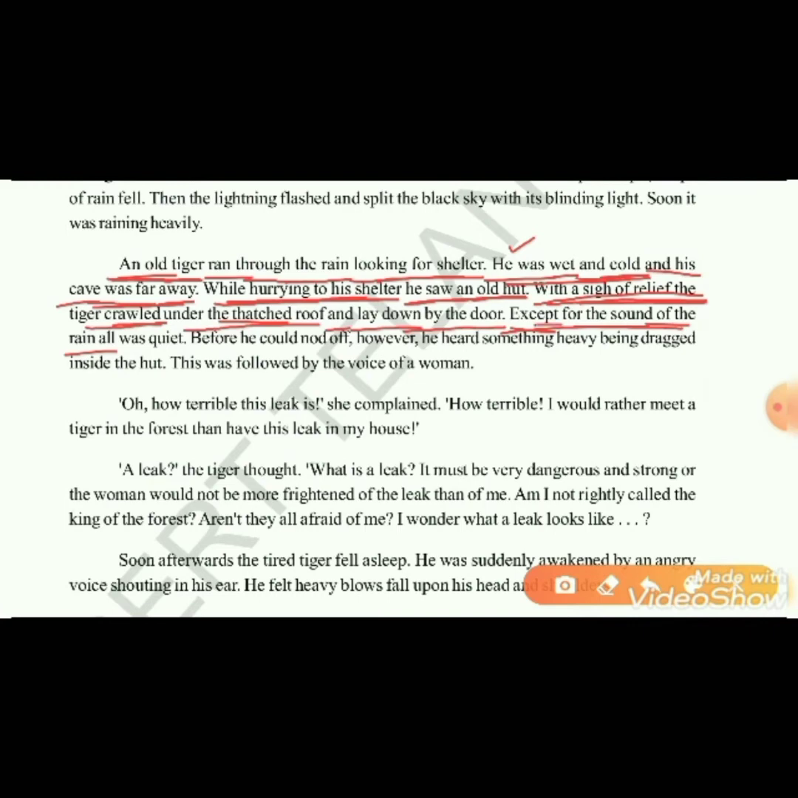Before you could nod off, what is the meaning of nod off? Sleep. So before you could nod off, however, you heard something heavy being dragged inside the hut. Suddenly, before the tiger slept, he heard something being dragged. Dragged means pulled inside the hut. He felt that something was being pulled into his hut. So the tiger, before he could sleep deeply, heard something pulled inside the hut.